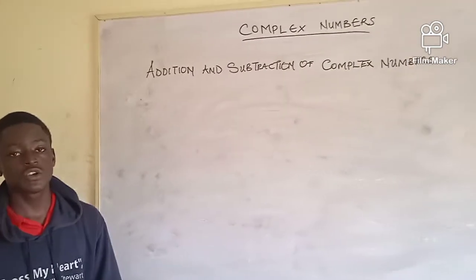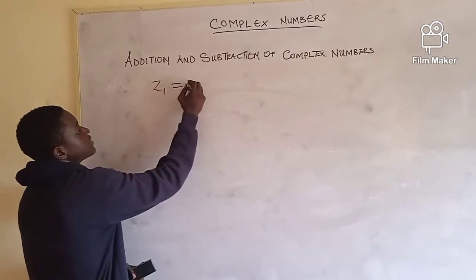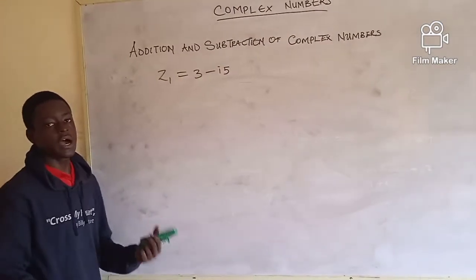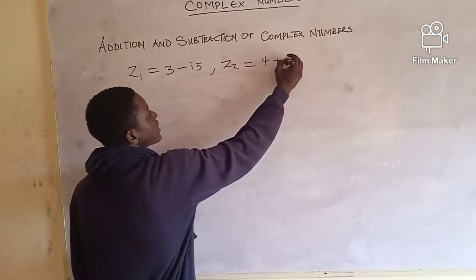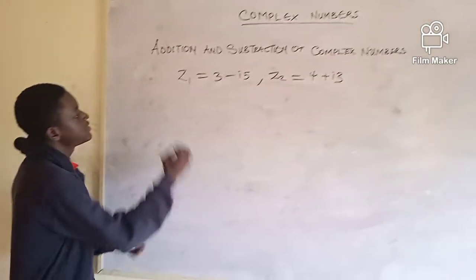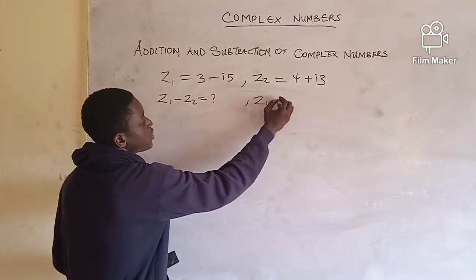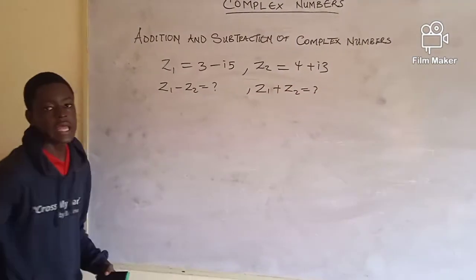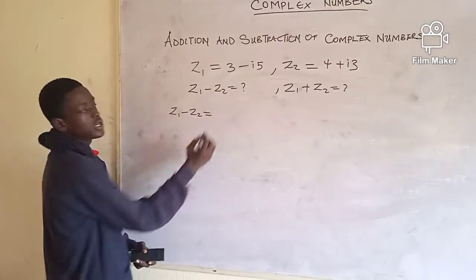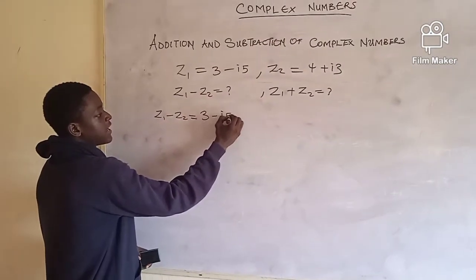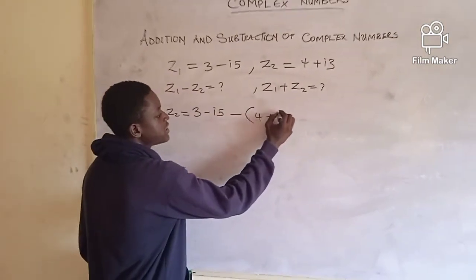Now on to addition and subtraction of complex numbers. Let's say we have a complex number z1 to be 3 minus 5i, and we have another complex number z2 to be 4 plus 3i. Now we are going to be finding z1 minus z2 and z1 plus z2. If I have to find z1 minus z2, it will be equal to 3 minus 5i minus the z2, which is 4 plus 3i.